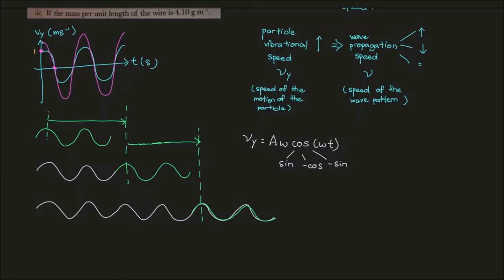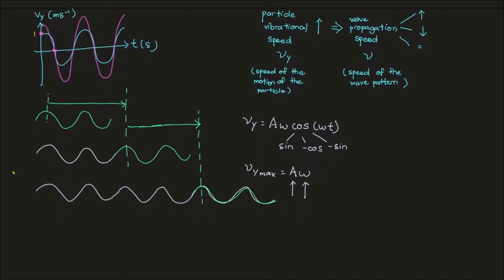So how do you cause this kind of increase? You can think of it like this. You can think of Vy maximum equals A omega. So now you can see that to have a greater particle vibrational speed, you can either increase the amplitude or increase the omega, either the amplitude or the angular frequency. So you can think of it like this.